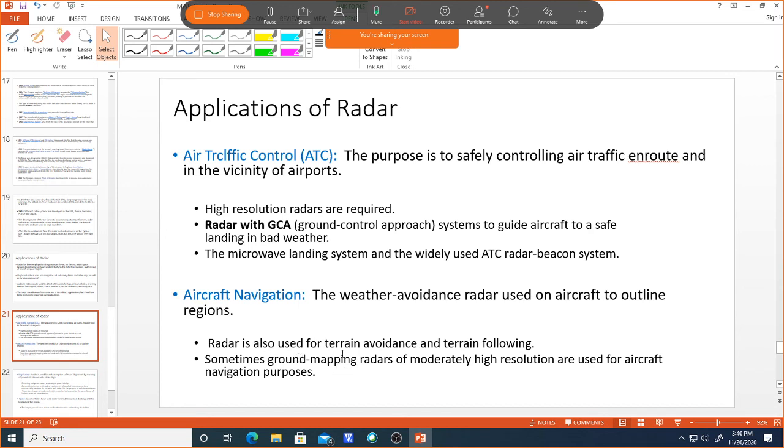Even for terrain avoidance, wherever the terrain is not proper, we need to send the proper signals so that we can avoid those terrains. Also, ground mapping radars of moderately high resolution are used for aircraft navigation purposes. So for ground mapping and ground stations, radars with moderately high resolution are required.